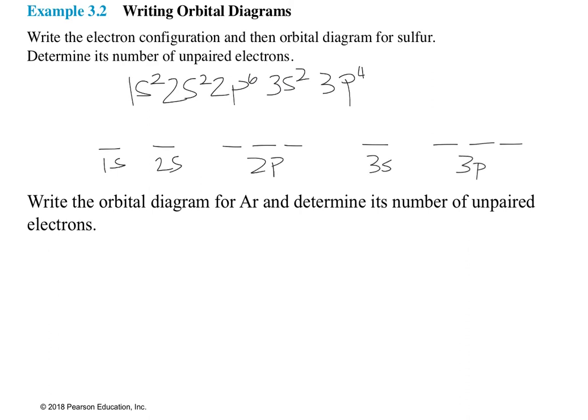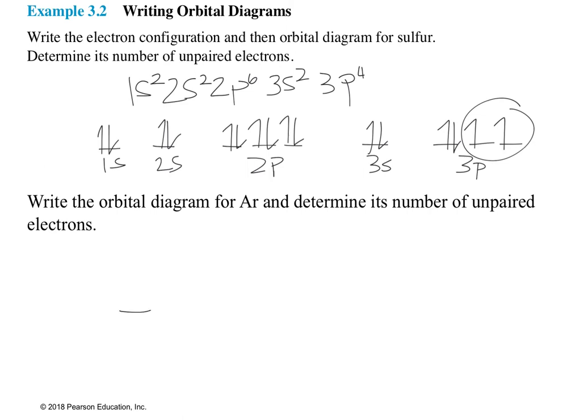We'll draw 1s squared, 2s squared, 2p6. Notice I'm filling them up and then coming down and filling them. 3s up and down, and then 3p we go up, up, up, before we fill in the fourth one down. So 2 unpaired electrons. For argon, it's on the same column. So we have 1s2, 2s2, 2p6, 3s2, and then 3p6.